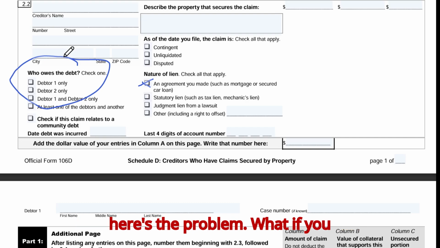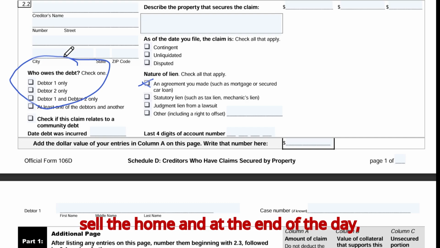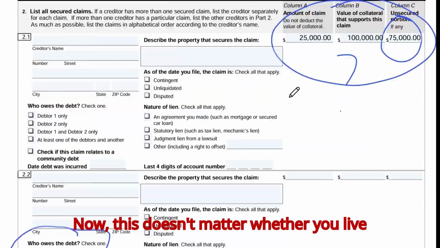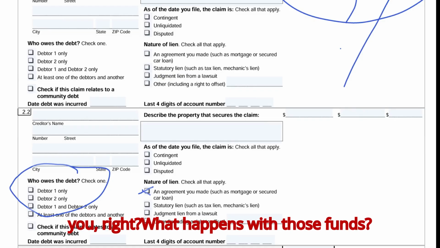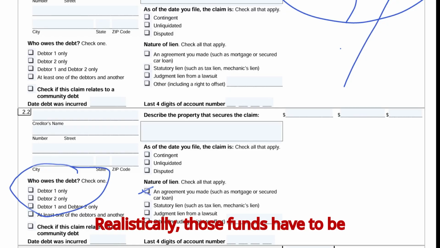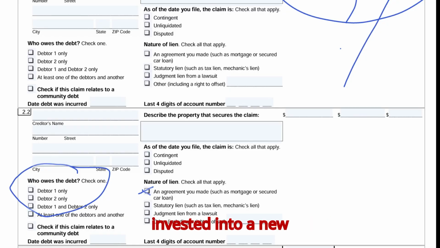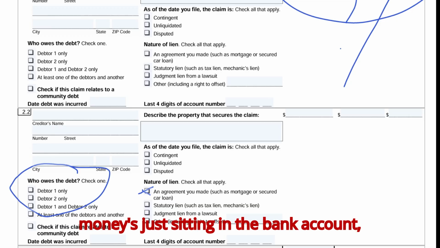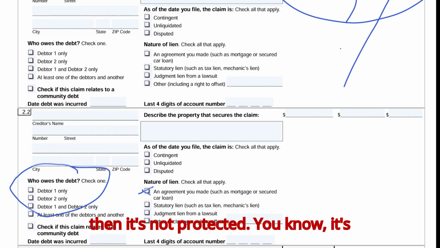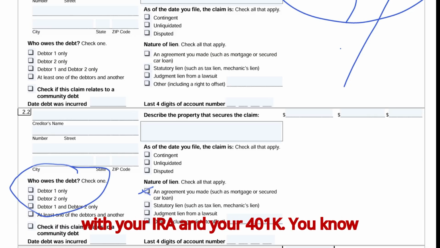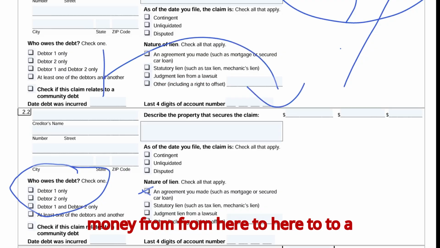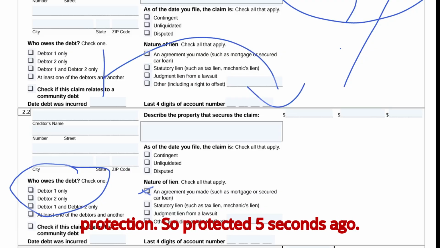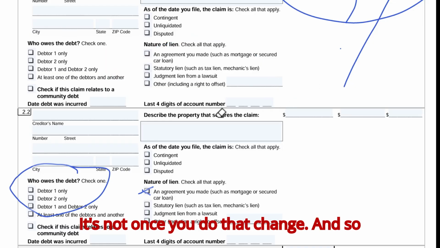Because here's the problem. What if you sell the home, and let's just go back to this example. Now, this doesn't matter whether you live in Florida or not, and you're splitting up this amount between the two of you, right? What happens with those funds? Realistically, those funds have to be invested into a new home in order to protect that. If the money's just sitting in the bank account, then it's not protected. It's the same thing that I've told clients with your IRA and your 401k. Those pension accounts, they're protected. But once you transfer the money to a regular checking account, you lose that protection. So it's protected 5 seconds ago. It's not once you do that change.